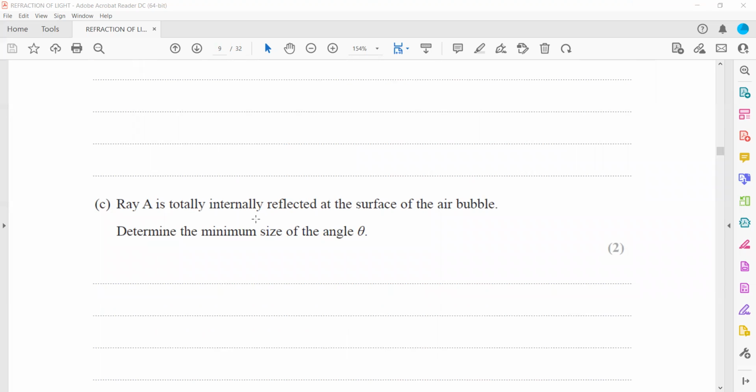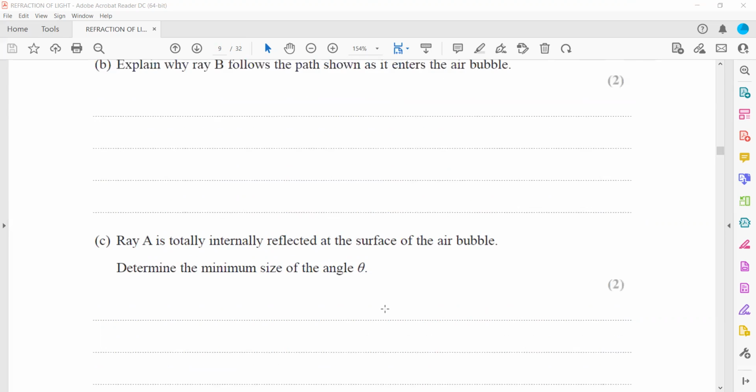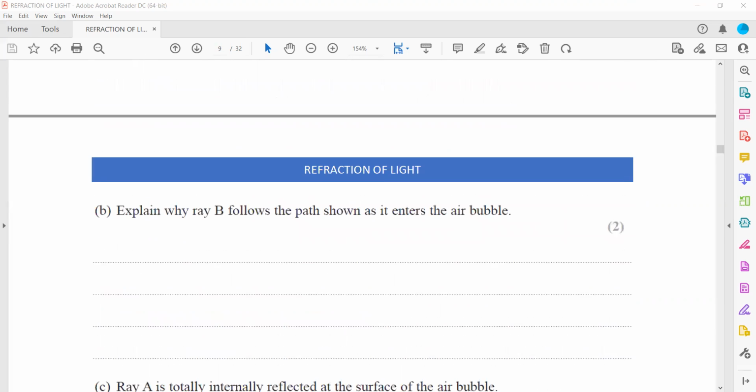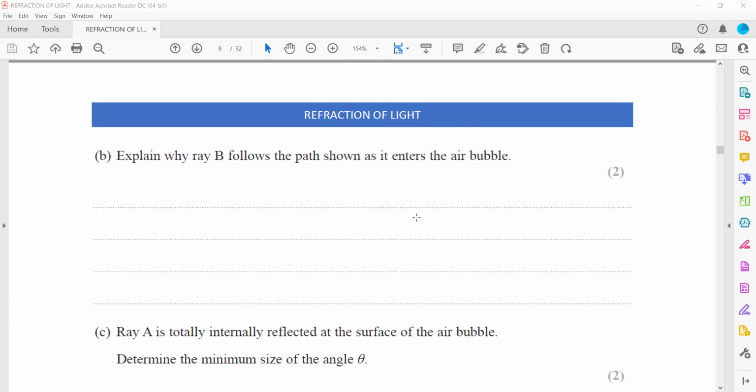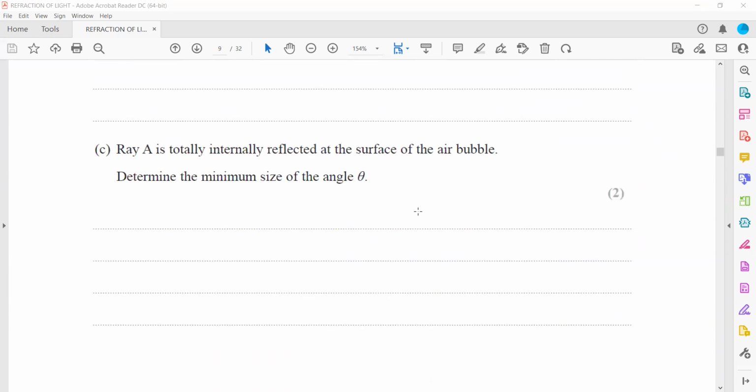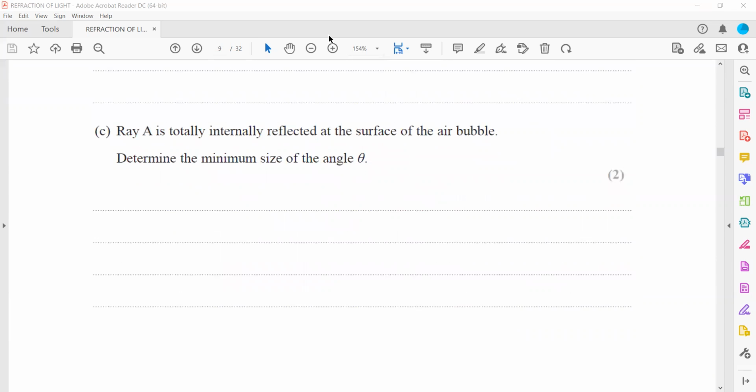Then ray A is totally internally reflected at the surface of the air bubble. We have to determine the minimum size of this angle theta. Basically we want to determine the critical angle, because the minimum size means we need the critical angle. When we talk about the critical angle, the angle of refraction will be 90. So whenever the question asks to determine the minimum size of the angle of incidence for total reflection, it means they're asking for the critical angle.